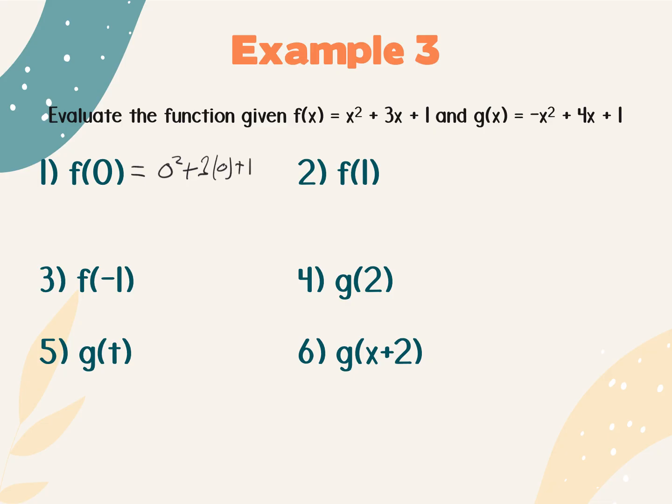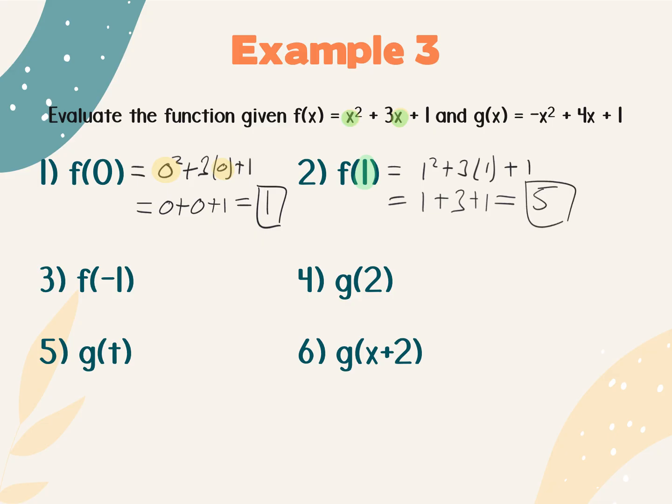I can even highlight where that happens: I have a 0, and that goes in this x and this x. Then you just evaluate this. 0 squared is 0, plus 3 times 0 is also 0, plus 1, which is just 1. So f of 0 is 1. Should be super easy. You can do the exact same thing with the next one. If I have f of 1, I'm going to plug in 1 everywhere that I see an x, so right there and right there. This gets us 1 squared plus 3 times 1 plus 1, so 1 plus 3 plus 1, which is 5. So f of 1 is 5.